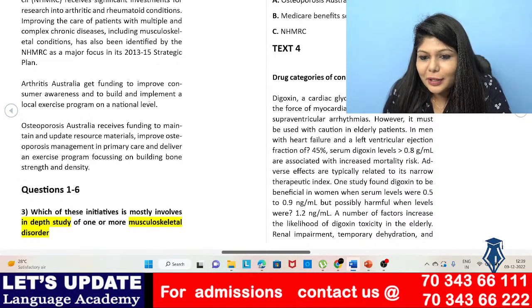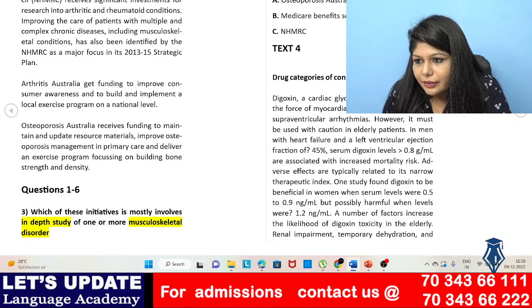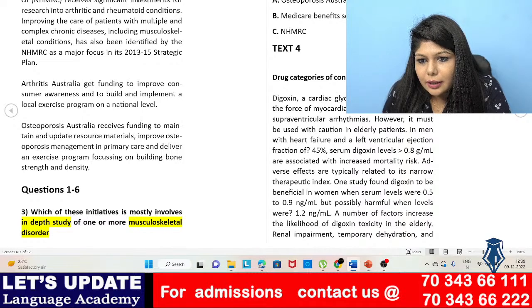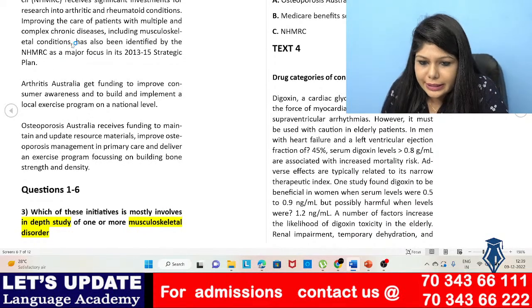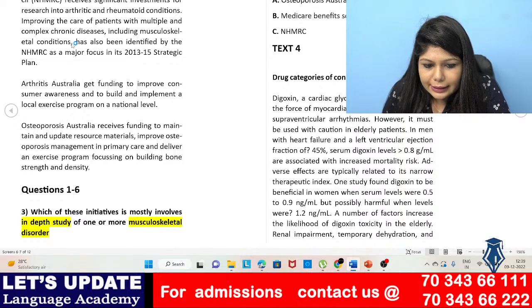Because where do you think the answer is? See here, the National Health and Medical Research Council receives significant investment for research. So they are doing the research, okay? Regarding a lot of conditions, that is arthritic and rheumatoid conditions, and also including musculoskeletal conditions. So they are the ones who are doing the research, right?